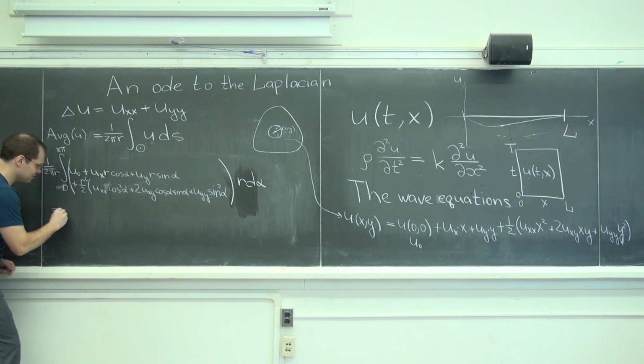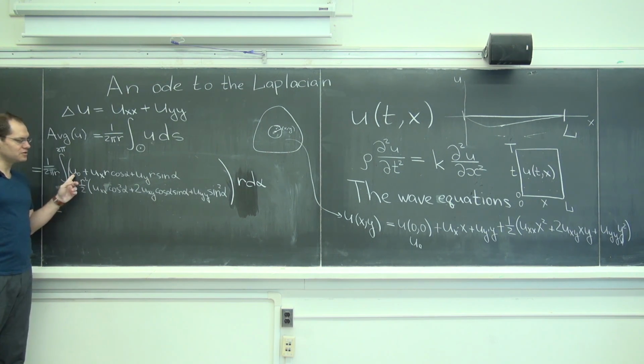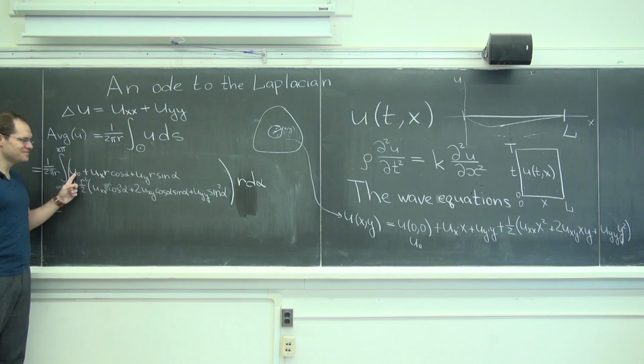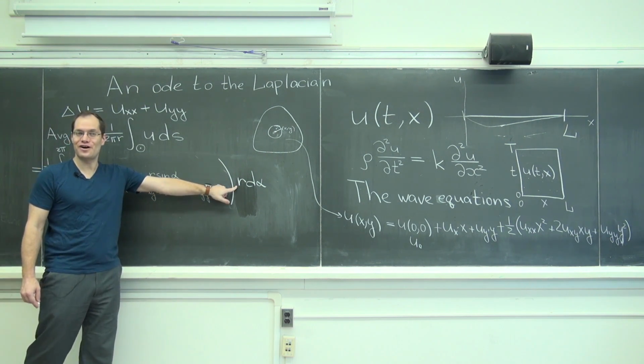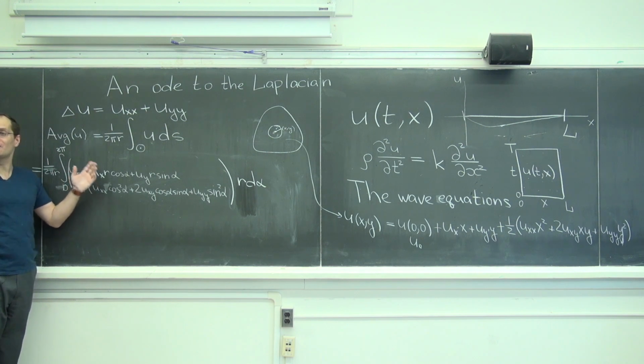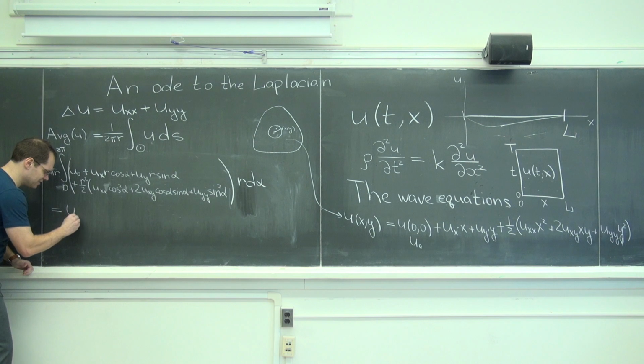very simple integrals. This is the integral of u0 from 0 to 2 pi. Let's not forget this factor of r. Well, that's just 2 pi r u0. And because we're dividing by 2 pi r, we're just left with u0.